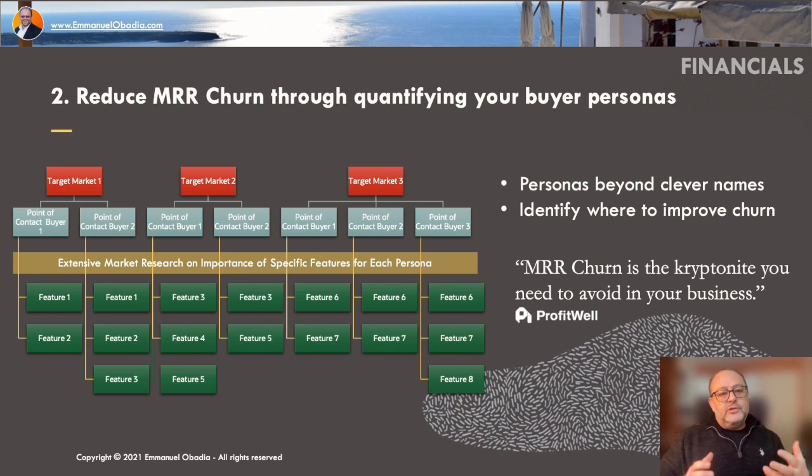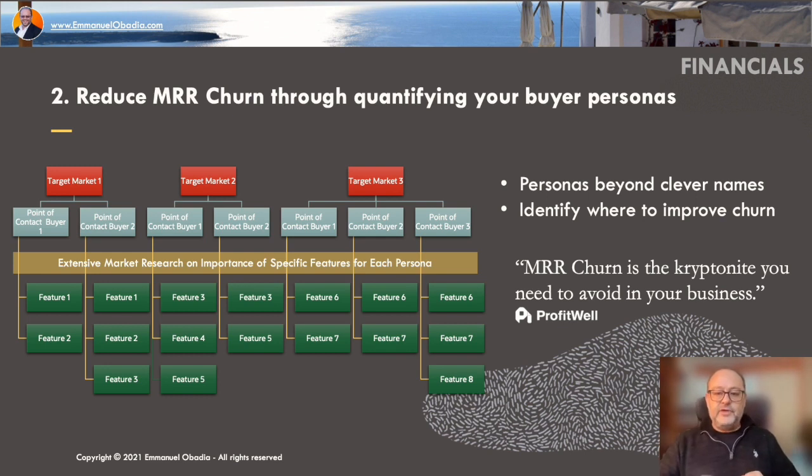You need to reduce the churn, and to do that, quantify your buyer persona beyond a few clever names and slide decks. Because you know your customer, you'll start to be able to identify where you can improve in reducing your churn. Churn is really the kryptonite you need to avoid in your business.